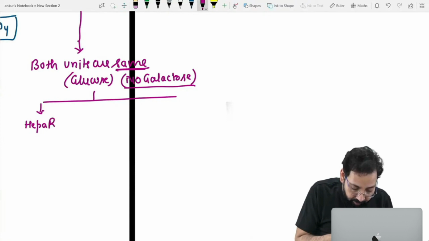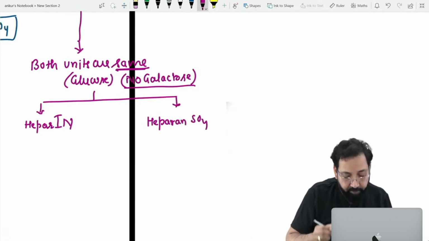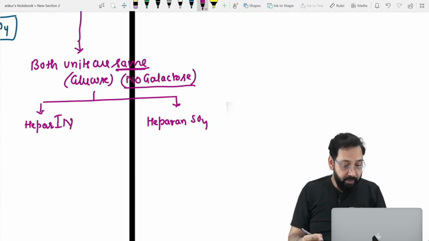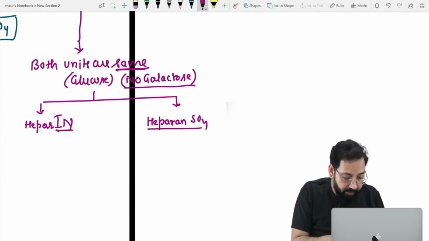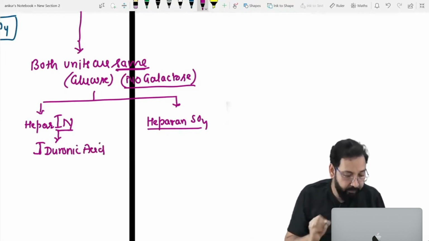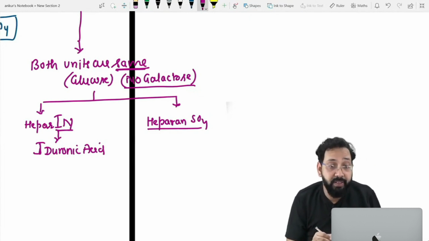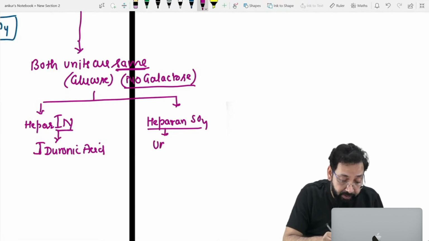Heparin or heparan sulfate. Okay, heparin or heparan sulfate. I for iduronic acid. If no galactose, both units are glucose, and you find iduronic acid, heparin. If it is glucuronic acid, it is heparan sulfate.